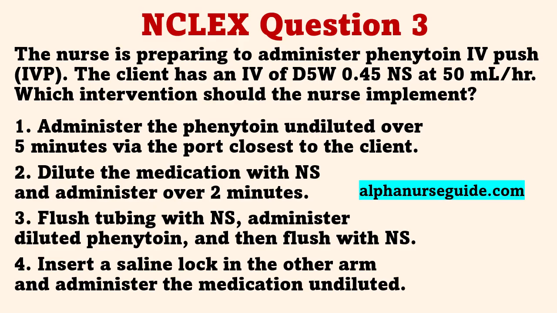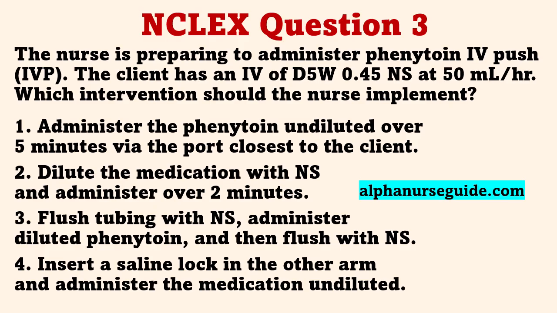1. Administer the phenytoin undiluted over 5 minutes via the port closest to the client. 2. Dilute the medication with normal saline and administer over 2 minutes. 3. Flush tubing with normal saline. Administer diluted phenytoin and then flush with normal saline. 4. Insert a saline lock in the other arm and administer the medication undiluted.